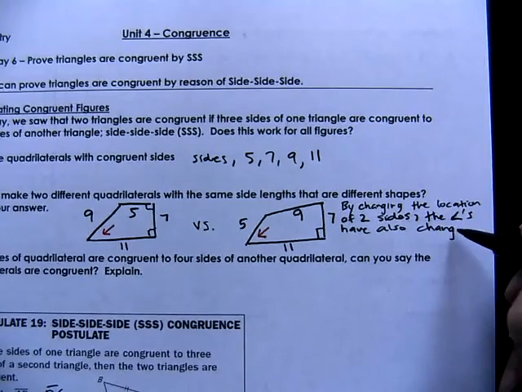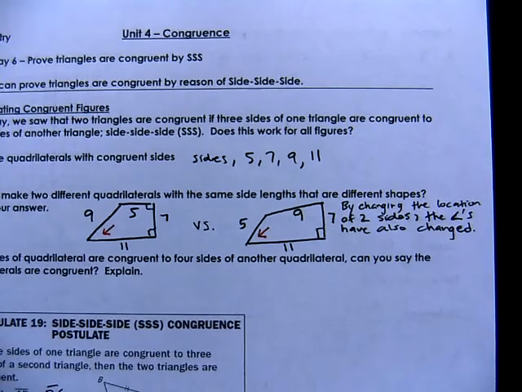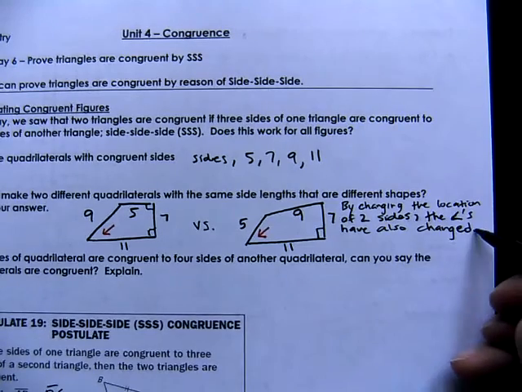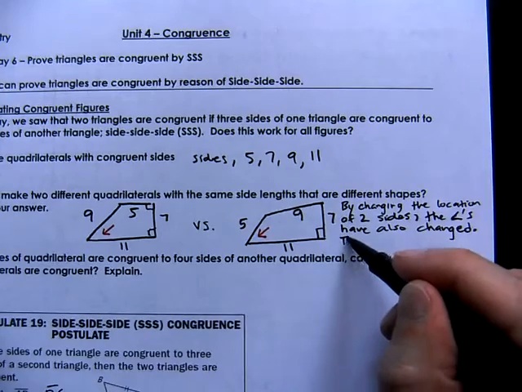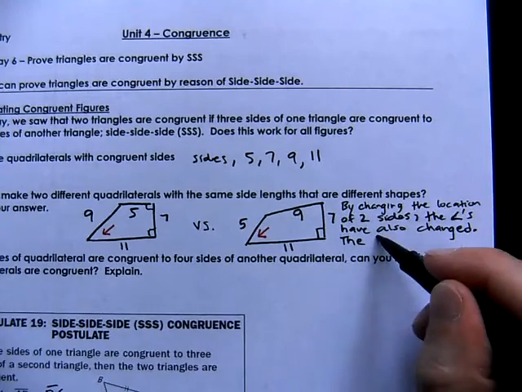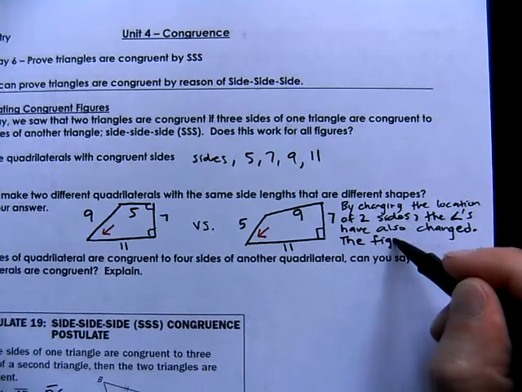And because the angles have changed, now when I mean the angles have changed, I don't mean the angles have changed location. I mean the angles have changed size. So those corresponding angles aren't even congruent anymore. As a result, the figures are not congruent.